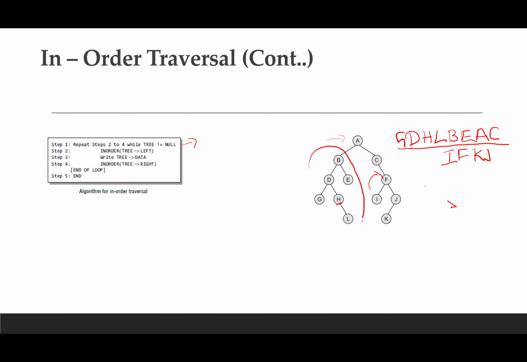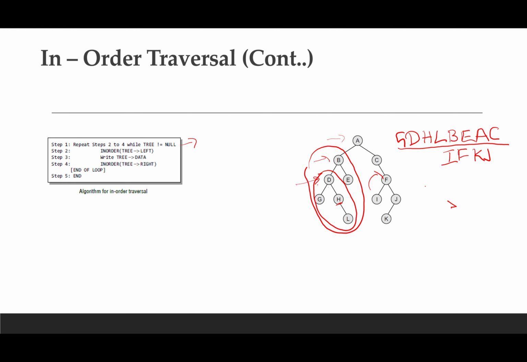So this is the left subtree. Now we are here, right? Then we are checking the condition, it is not equal to null. So what we have to do, we have to check for the left child of the B. So this is the left child of the B. Then next, now we are here.